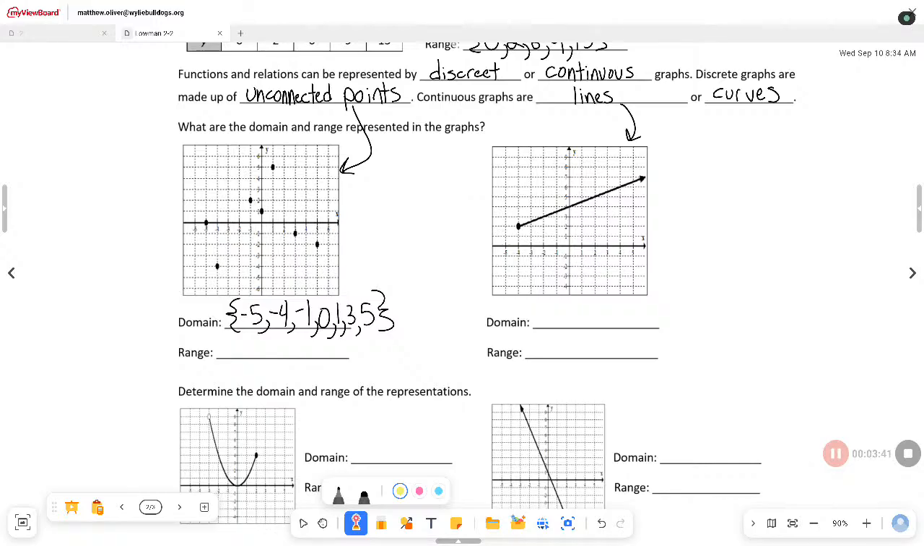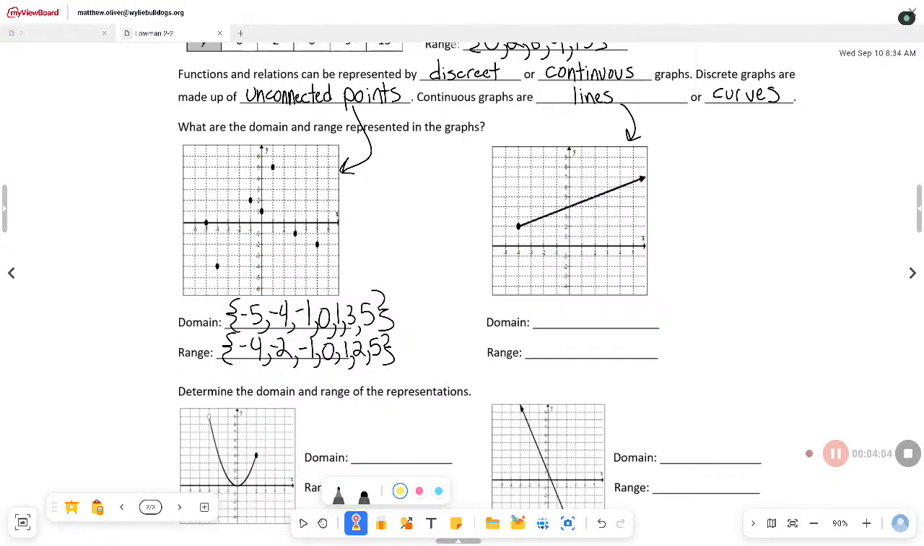Then for my range, do the same thing with the y values, starting at -4 and kind of going up from there. So -4, -2, -1, 0, 1, 2, and 5.